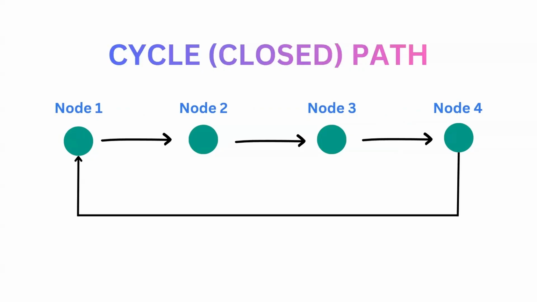Now this is a cyclic path. A path where the start and end vertices are the same, forming a loop, is called a cycle or closed path. You see here it starts from node 1, goes to node 2, node 3, and then node 4, and again goes back to node 1 and starts the cycle again. So this is nothing but a cycle or closed path.